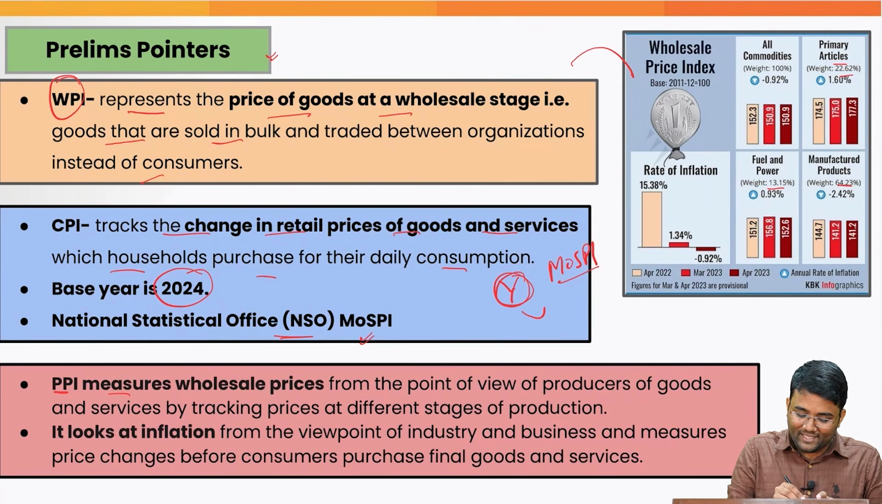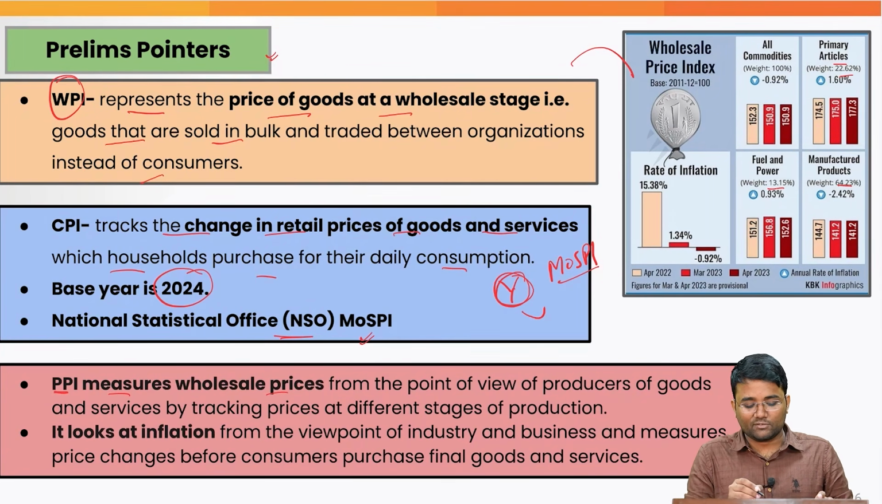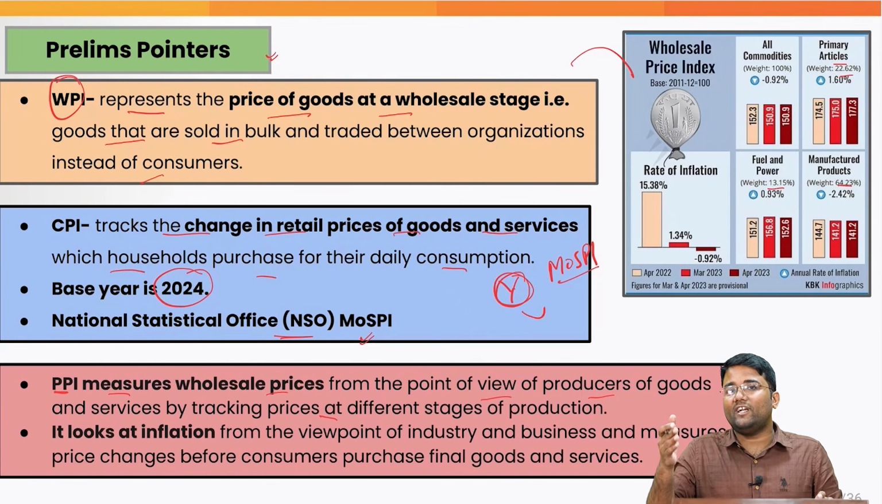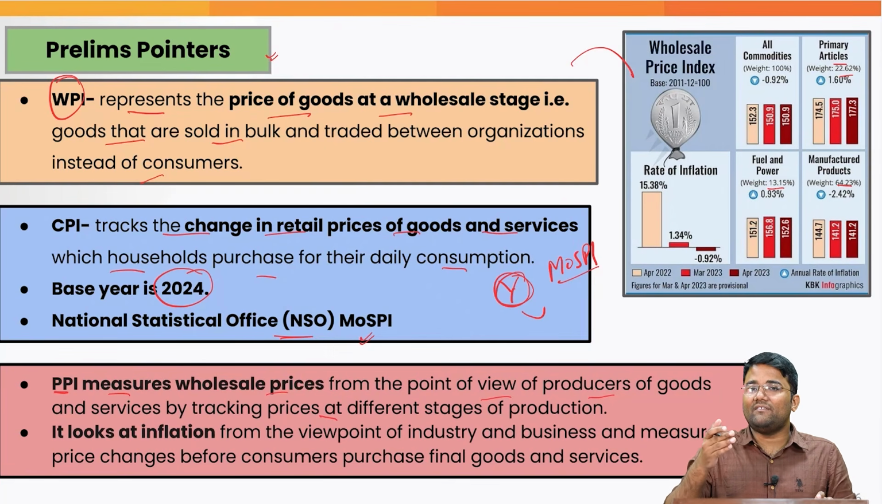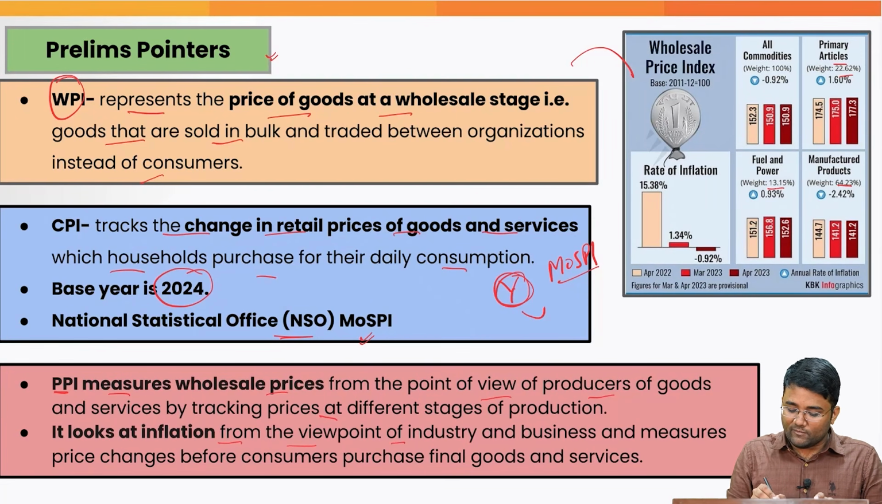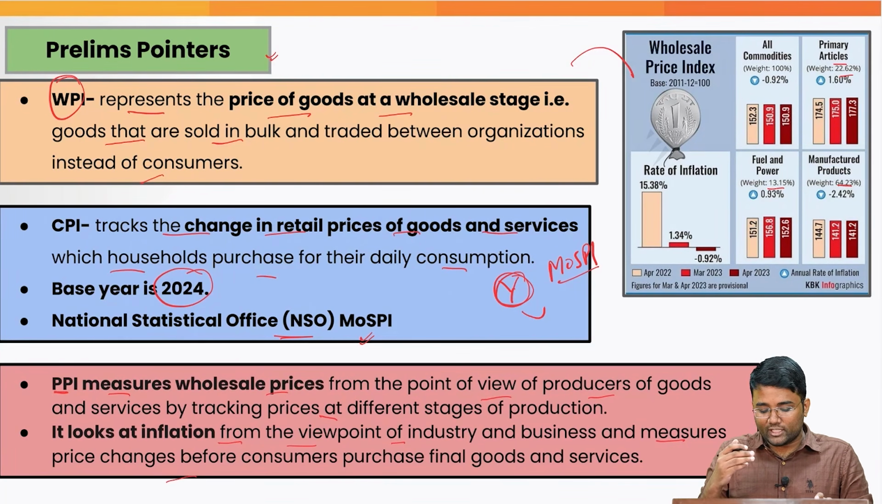Also, the producer price index measures the wholesale prices from the point of view of producers of goods and services by tracking the prices at different stages of production, to get an idea whether the cost of raw material is increasing, whether the cost of transportation is increasing, or there is something else that is impacting the overall production cost. It looks at inflation from the viewpoint of industry and businesses and measures the price changes before consumers purchase final goods and services.